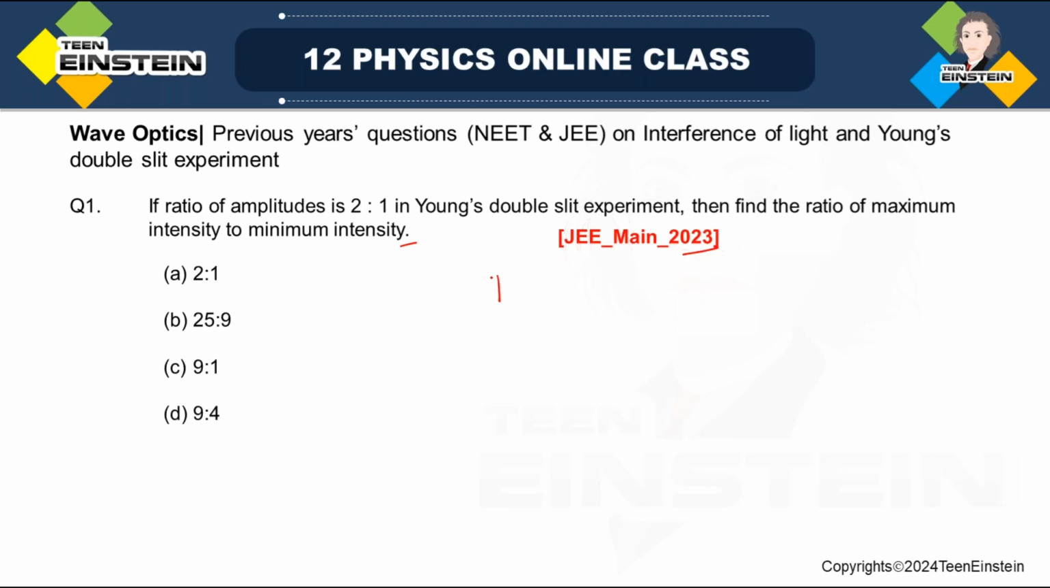If you remember, I had derived this expression: I is equal to (square root of I1 plus square root of I2) whole square, that is, I1 plus I2 plus 2 root over I1 I2 cos phi. This phi is the phase difference.